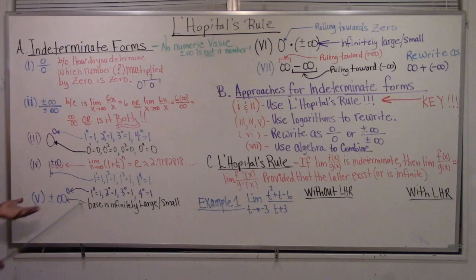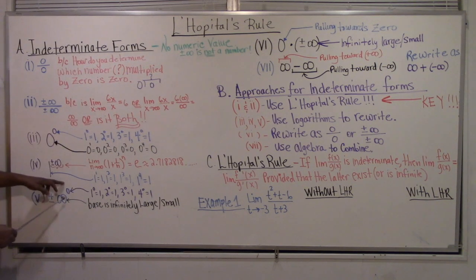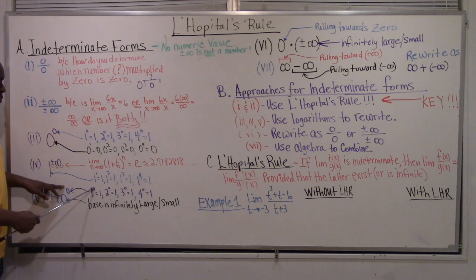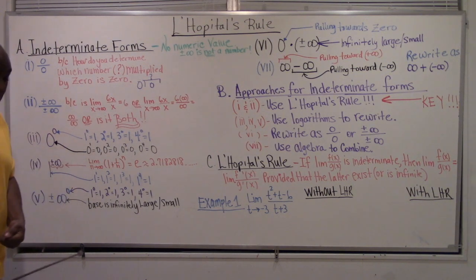Number 5, same thing. Plus or minus infinity to the power of 0 is another indeterminate form. Why? Because the power 0 is pulling toward 1. 1 to the 0 power is 1. See that? It's the power. 2 to the power 0, 1. 3 to the power 0, 1. 4 to the power 0, 1. So 0 is pulling toward 1.